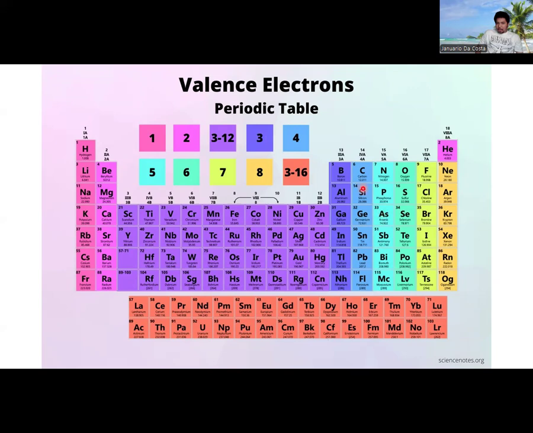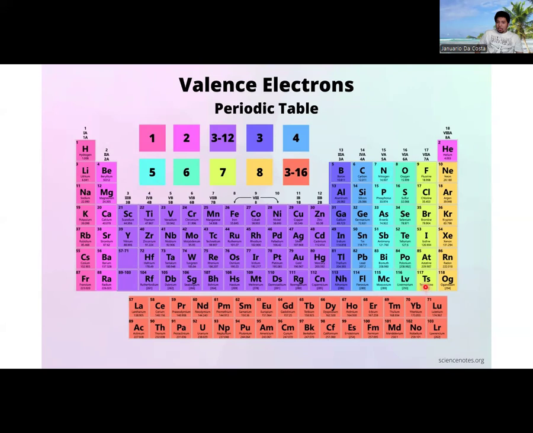Okay, and then carbon, silicon, germanium, tin, and lead are this color, which has 4 valence electrons. You can print this periodic table if you want, so that it makes it easier for you to look for valence electrons. So when you ask, what are the valence electrons of nitrogen? Nitrogen is in this region over here, this color, which has 5 valence electrons.